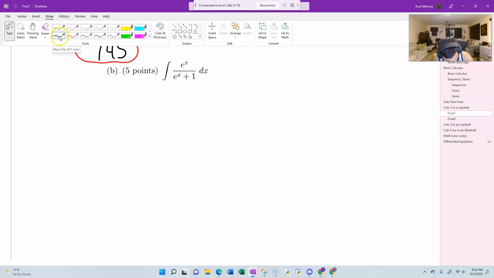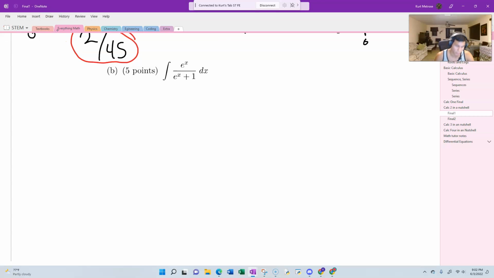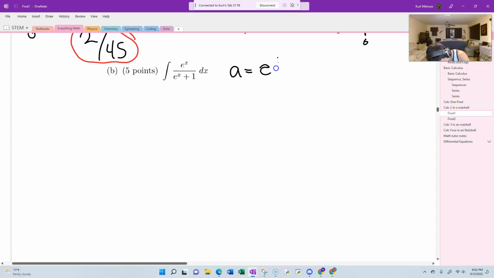Okay, this next integral may not be your typical integral, but you can try to reduce it down into something that is your typical integral. Let's make this easier by doing a substitution. So we'll let a equal e to the x plus 1. And we see that dA is equal to e to the x dx.